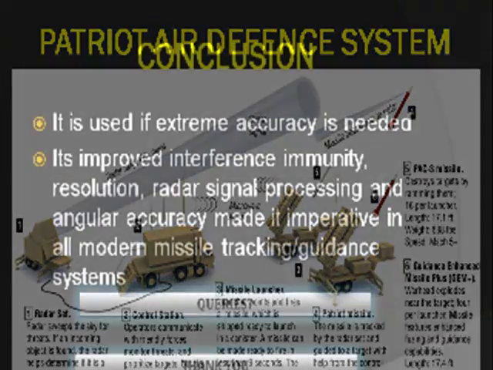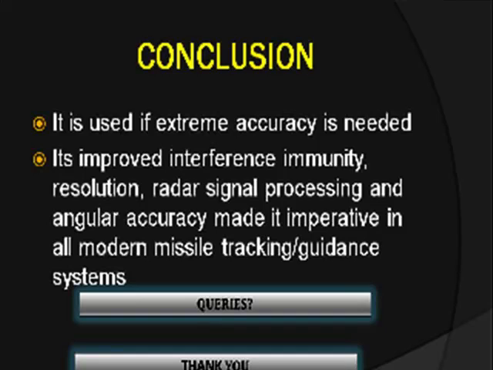The monopulse or phased array radar is used if extreme accuracy is needed. Its improved interference immunity, resolution, radar signal processing and angle accuracy made it imperative in all modern tracking or guidance systems. Thank you. The following are the answers for the questions on tracking radar.